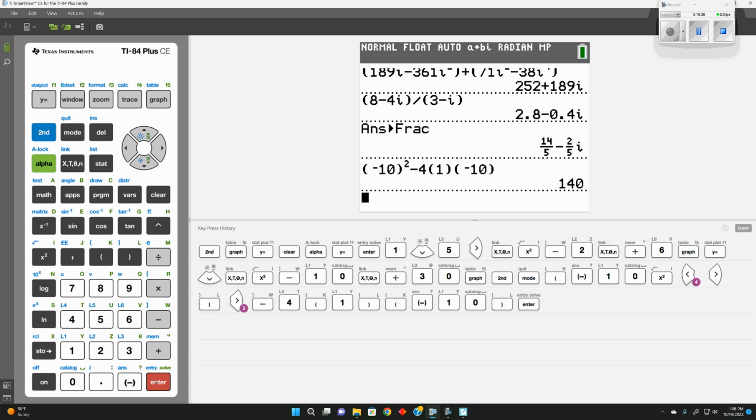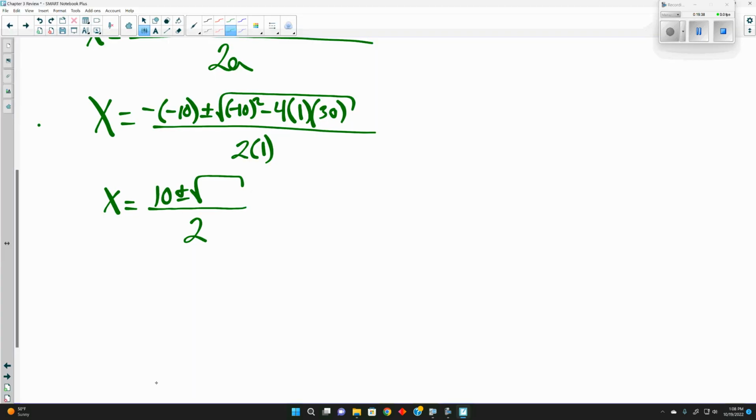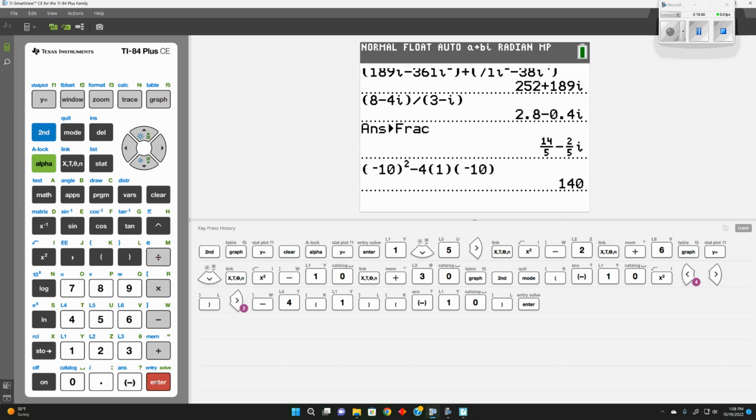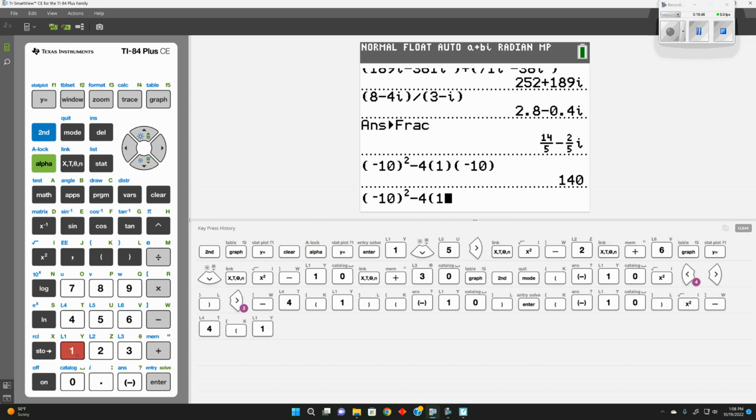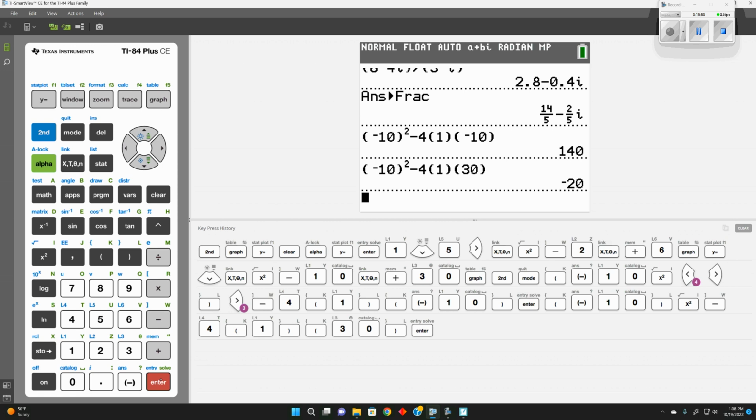Make sure I type that in right, because I feel like nope. The last number is not -10. What is it? 30. Which gives us -20, yes? Now, if it had been 140, that's fine. But that means we don't have imaginary solutions. That means that graph should have crossed the x-axis, so we know something went wrong.